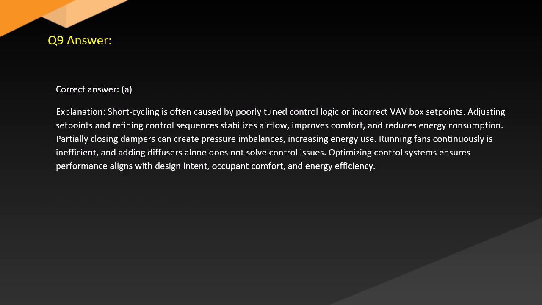Answer. Correct answer. A. Explanation. Short cycling is often caused by poorly tuned control logic or incorrect valve box set points. Adjusting set points and refining control sequences stabilizes airflow, improves comfort, and reduces energy consumption. Partially closing dampers can create pressure imbalances, increasing energy use. Running fans continuously is inefficient, and adding diffusers alone does not solve control issues. Optimizing control systems ensures performance aligns with design intent, occupant comfort, and energy efficiency.